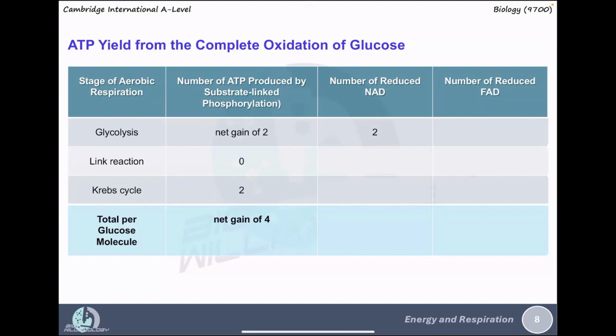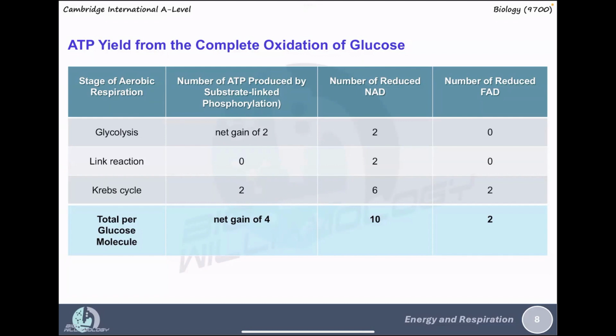During glycolysis, there are 2 reduced NAD produced, another 2 molecules through link reaction, and 6 molecules through Krebs cycle, making it a total of 10 molecules of reduced NAD produced through the aerobic respiration. How about reduced FAD? Reduced FAD can only be produced in Krebs cycle. So there is a total of 2 reduced FAD per complete oxidation of glucose.